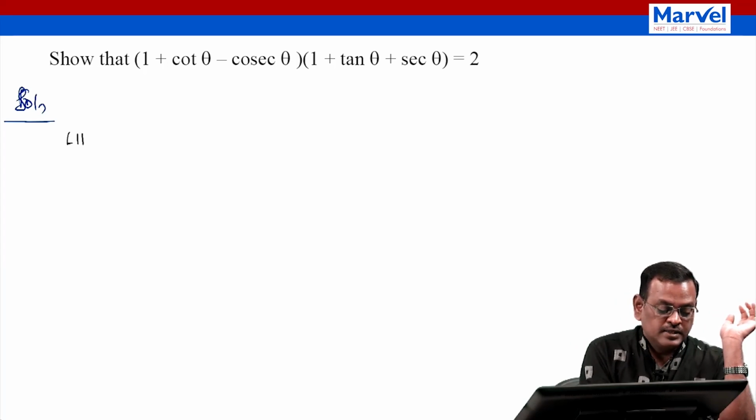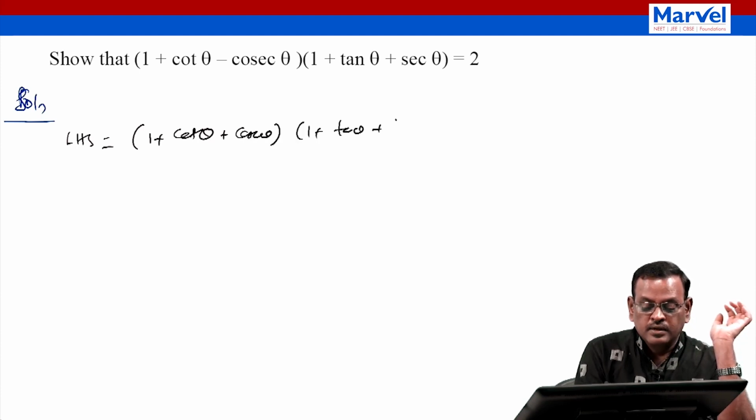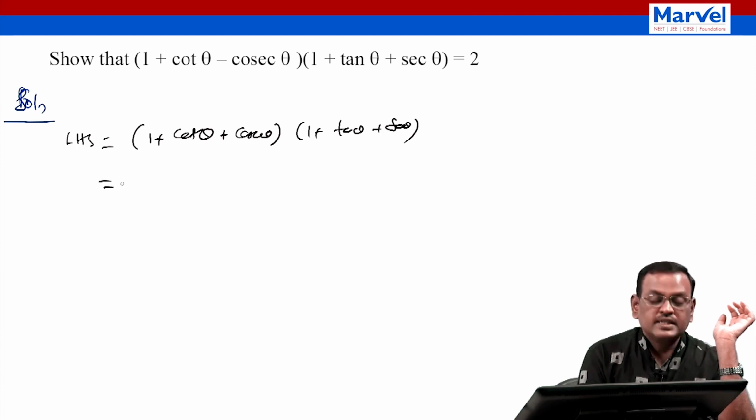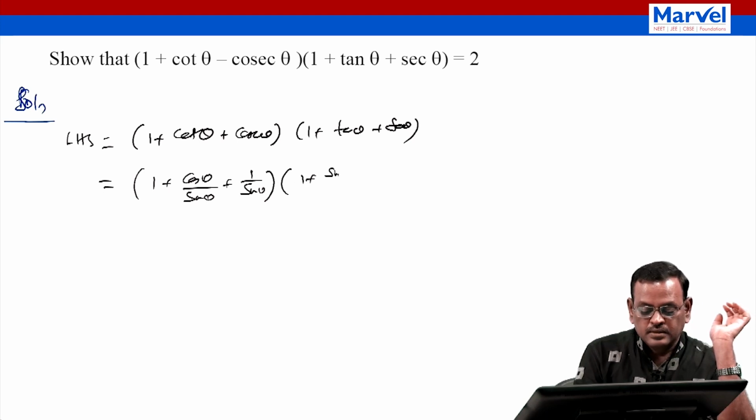Now LHS: 1 plus cot theta plus cosecant theta, 1 plus tan theta plus secant theta. Change into basic functions: 1 plus cos theta by sin theta plus 1 by sin theta, 1 plus sin theta by cos theta, 1 by cos theta.